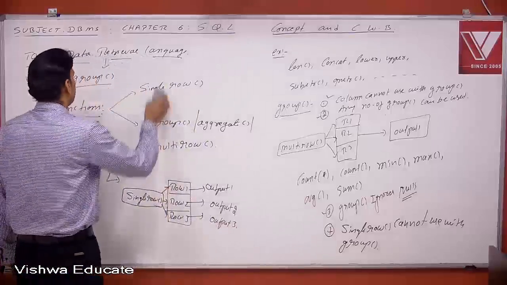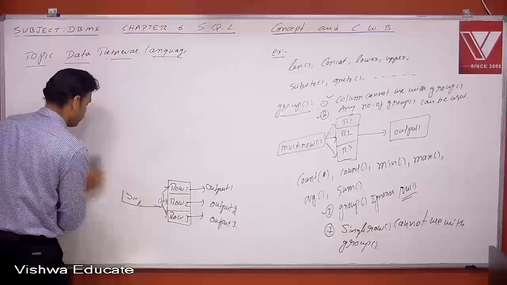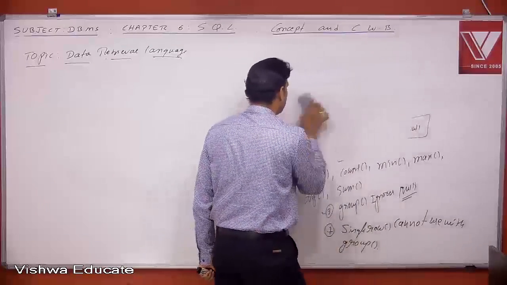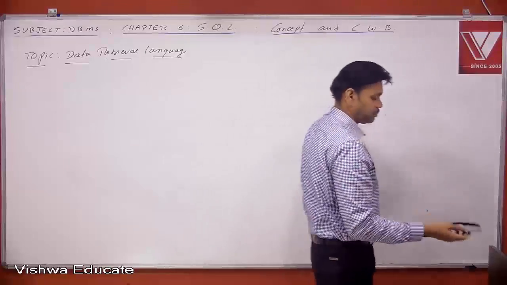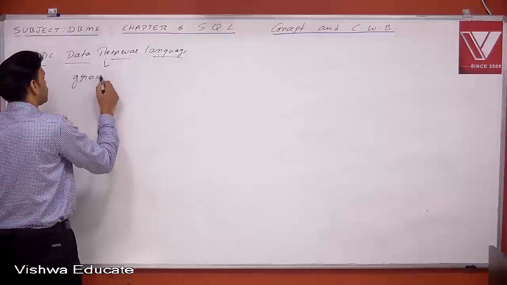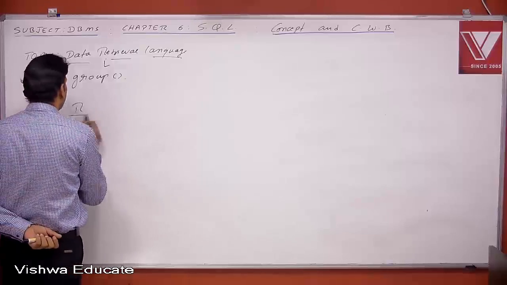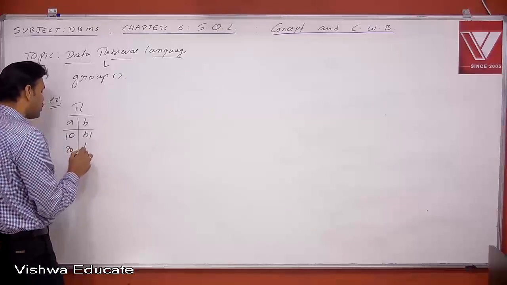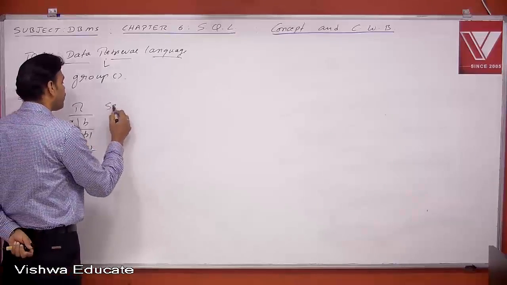Well friends, now let us see different examples on group functions. For example, there is a table R which consists of columns A and B, with rows 10 B1, 20 B2 and 30 null. Okay friends, I will form simple examples.